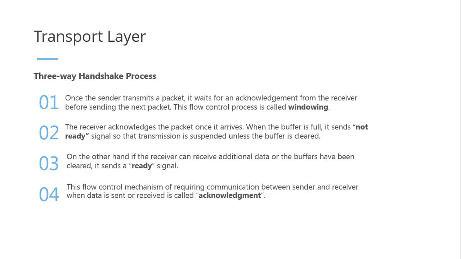But if the receiver still has space in its buffer, it will send a ready signal. If the receiver has cleared space for the incoming data, it would also send a ready signal. We call this mechanism of sending ready signals and not ready signals, or waiting for such, acknowledgement. The sender would not be sending any data without acknowledgement. So that is what we call the three-way handshake.